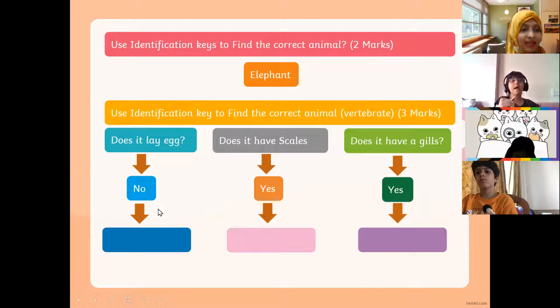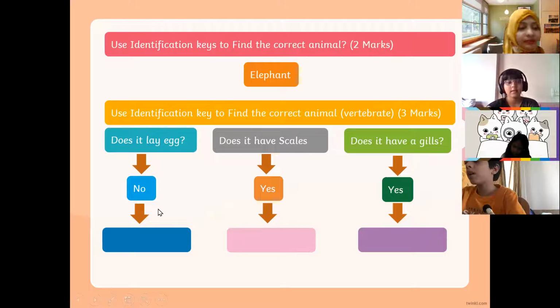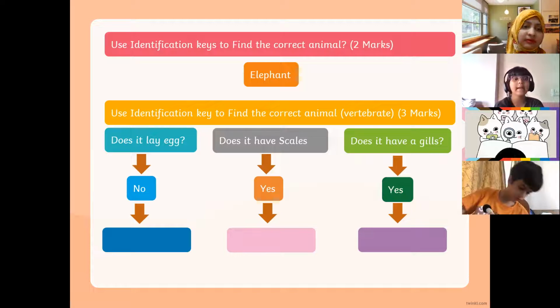Add one. The answer two, the answer three. Can I write only one? Wait, let Umaima complete, then I will come to you, Umar. Yes, Umaima, tell me. So complete the first one is, does it lay egg?